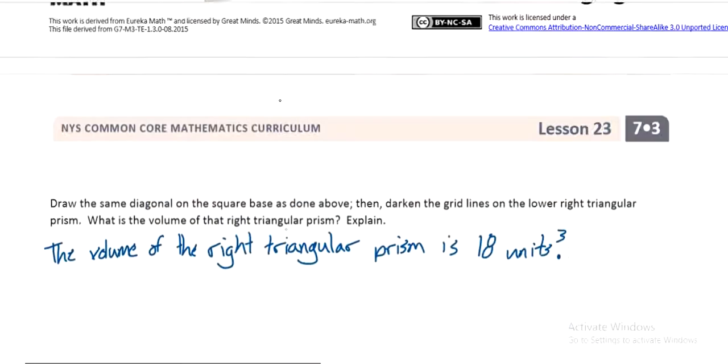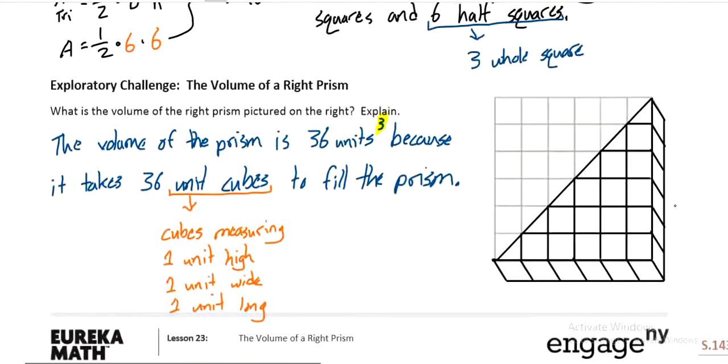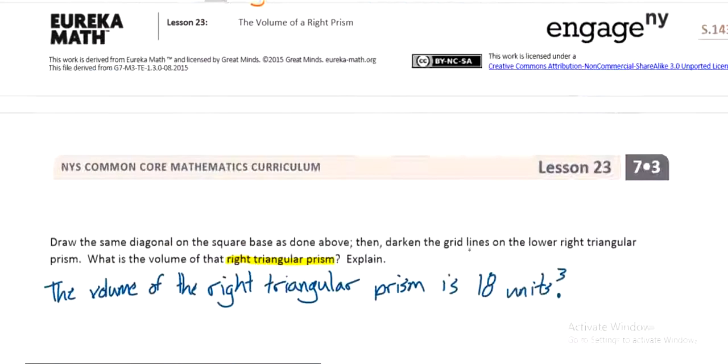and that again, the right triangular prism we're talking about was all this right here. Once again, 15 whole cubes, 6 half cubes for 18 whole cubes.